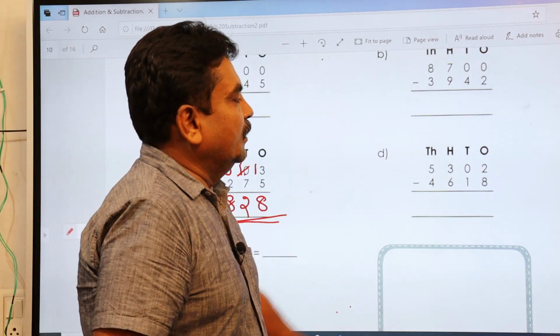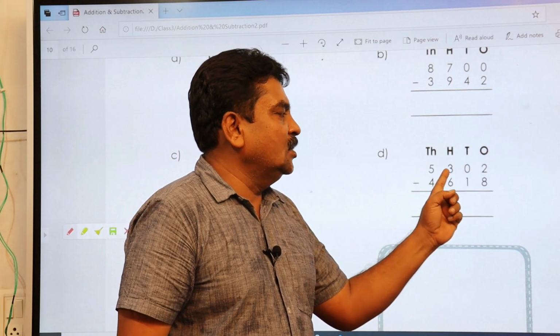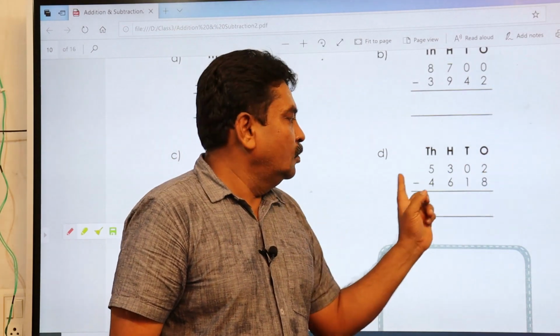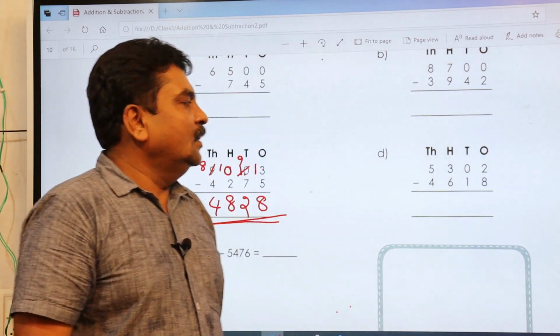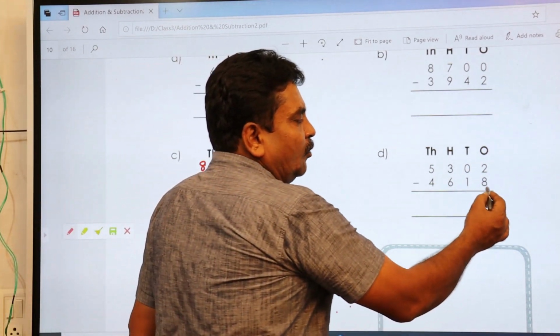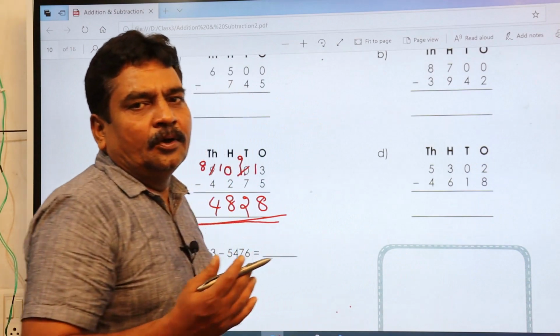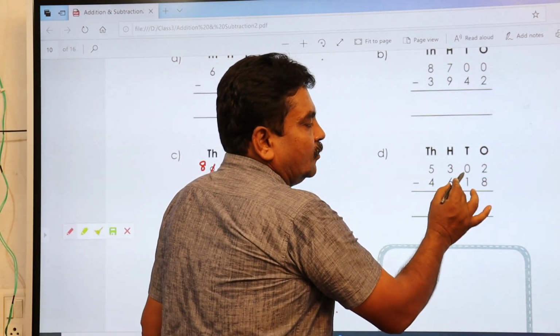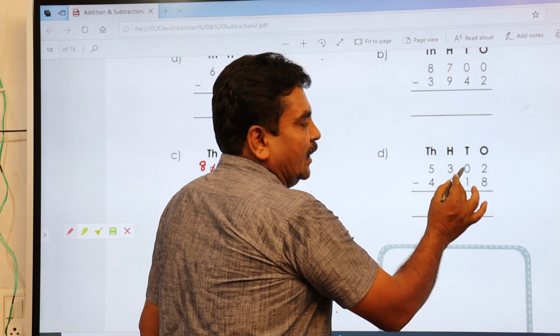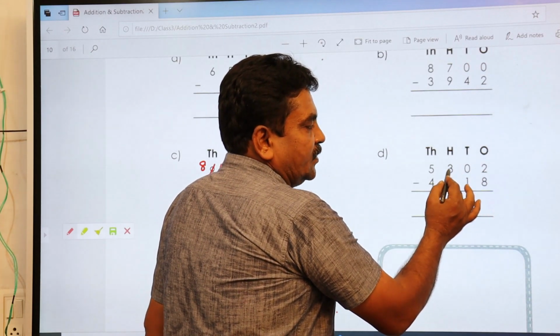Come back to this one. You have this 5302 minus 4618. So the same thing. You cannot remove 8 from 2. What you are going to do? You simply carry the number. But to carry here you have 0. You cannot carry. So go back further one step and see here.